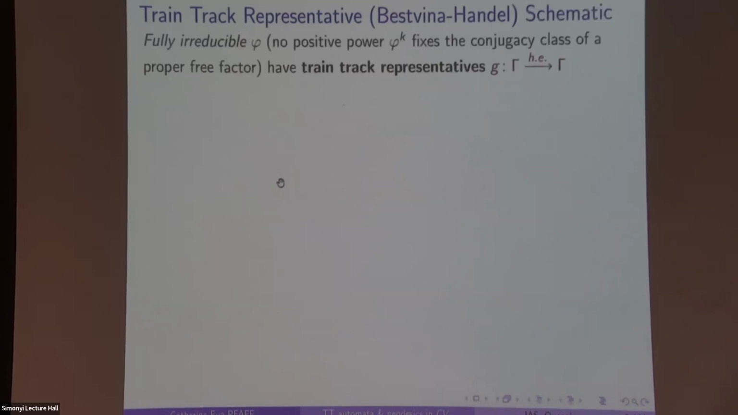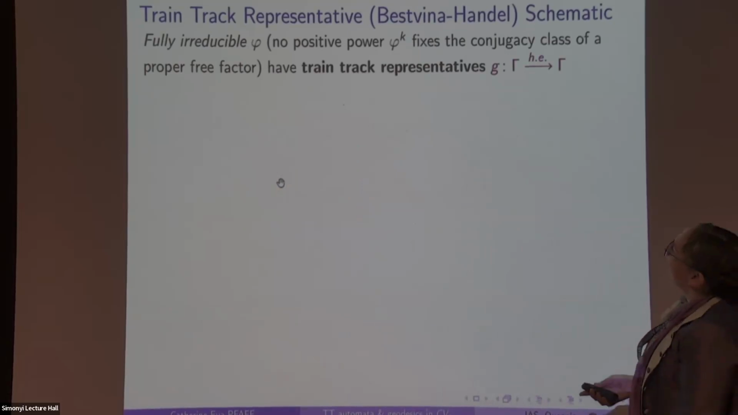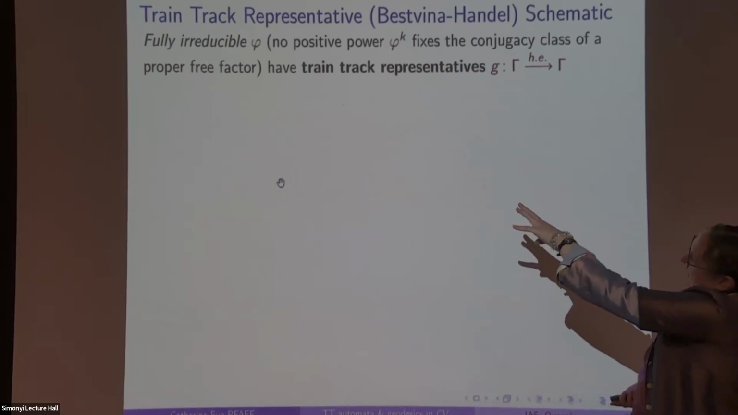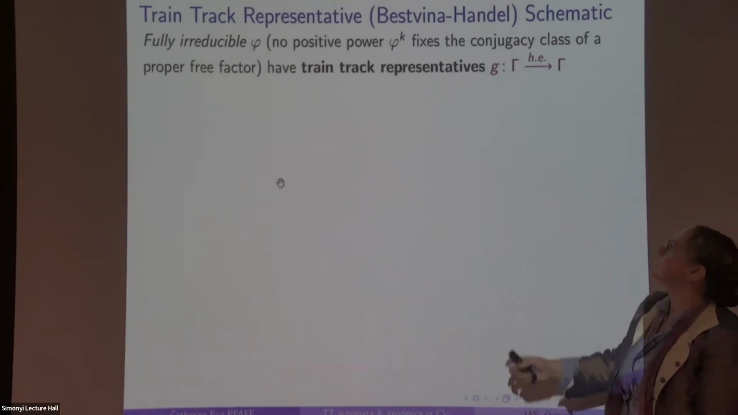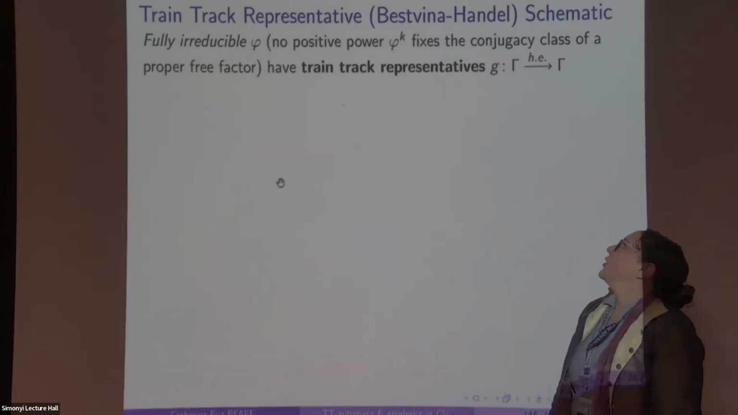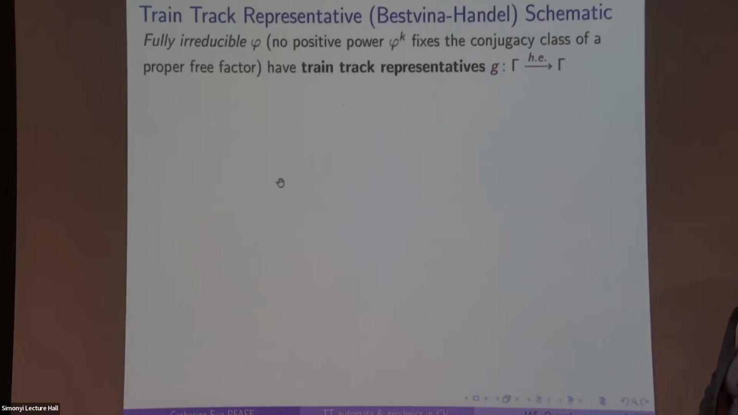So this is what the Bestvina-Feighn-Handel result addresses, in a paper that they credit with being written here, by the way. So if we have a fully irreducible outer automorphism, you can think of that as just like the dynamically minimal generic elements of the outer automorphism group of the free group, or if you like definitions, it's that no positive power fixes the conjugacy class of a proper free factor. In that circumstance, also a little bit more generally, we're always going to have these train track representatives.